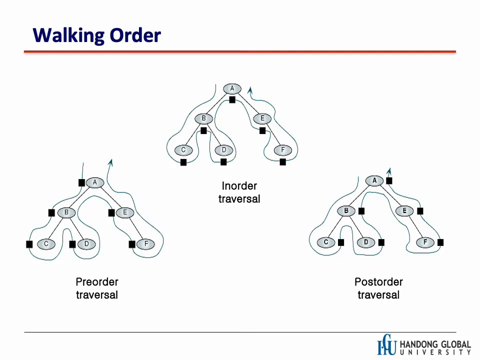This slide compares the three different orders. In the in-order traversal, we visit the left one first, then the root node, and then the right one. In the pre-order traversal, we visit the root node first, then the left subtree, and then the right subtree. In the post-order traversal, we visit the left subtree first, then the right subtree, and then the root node.